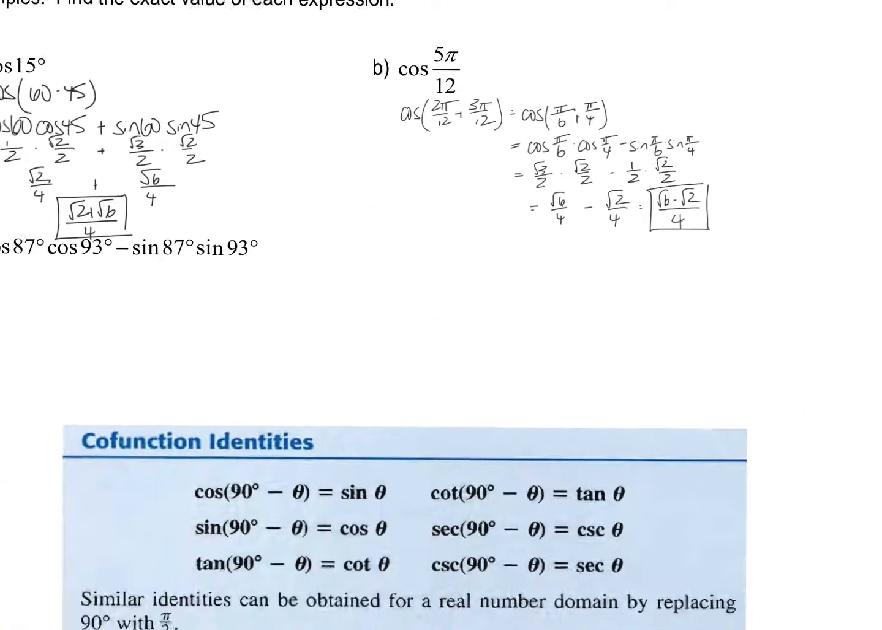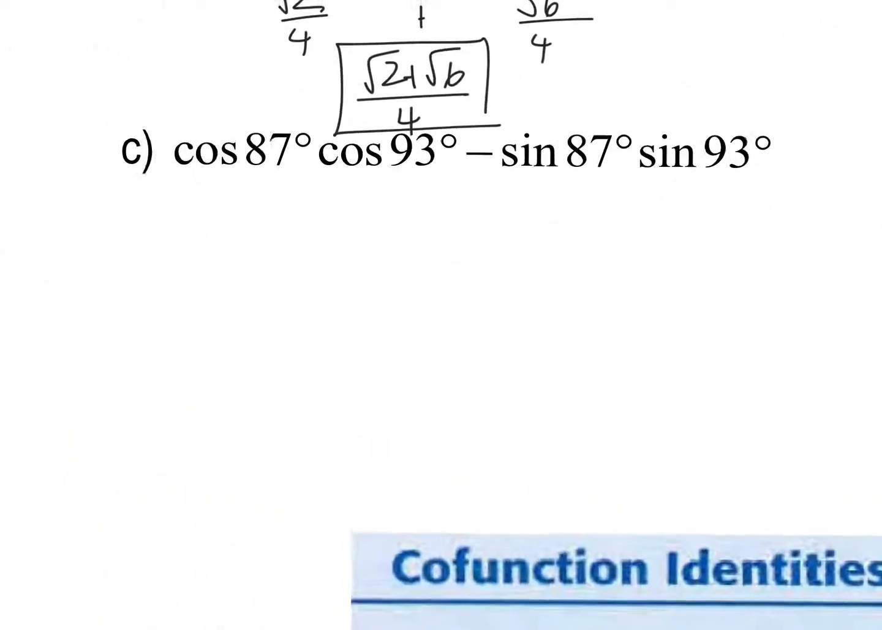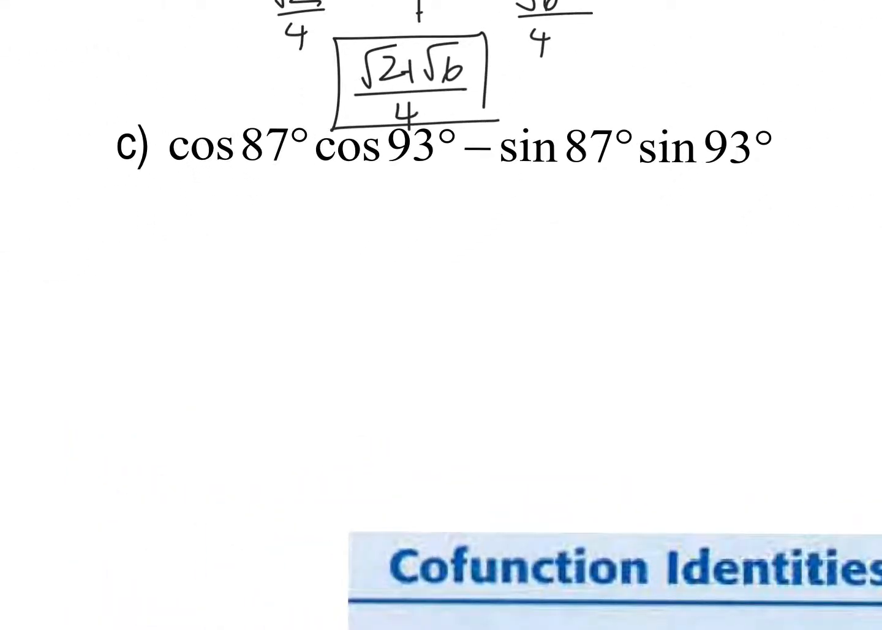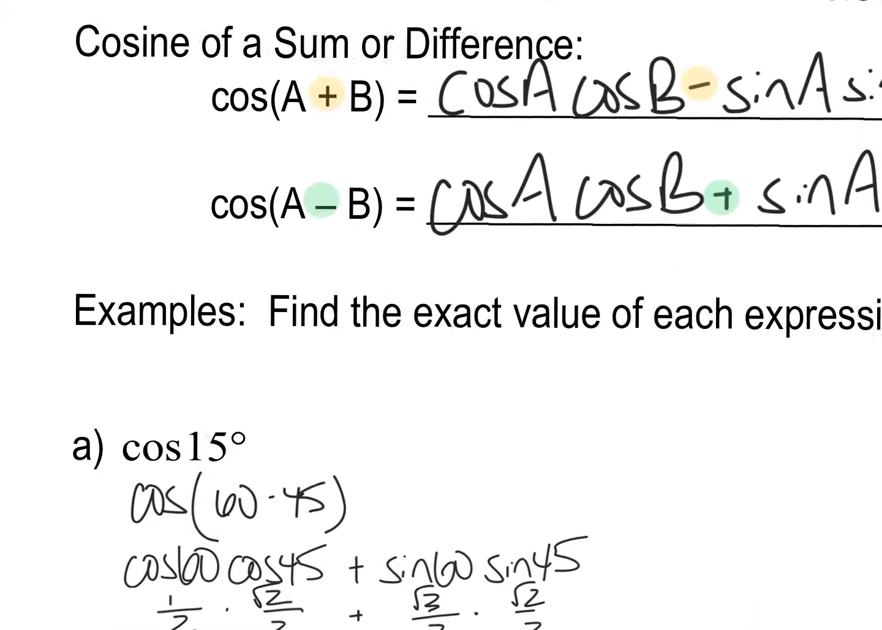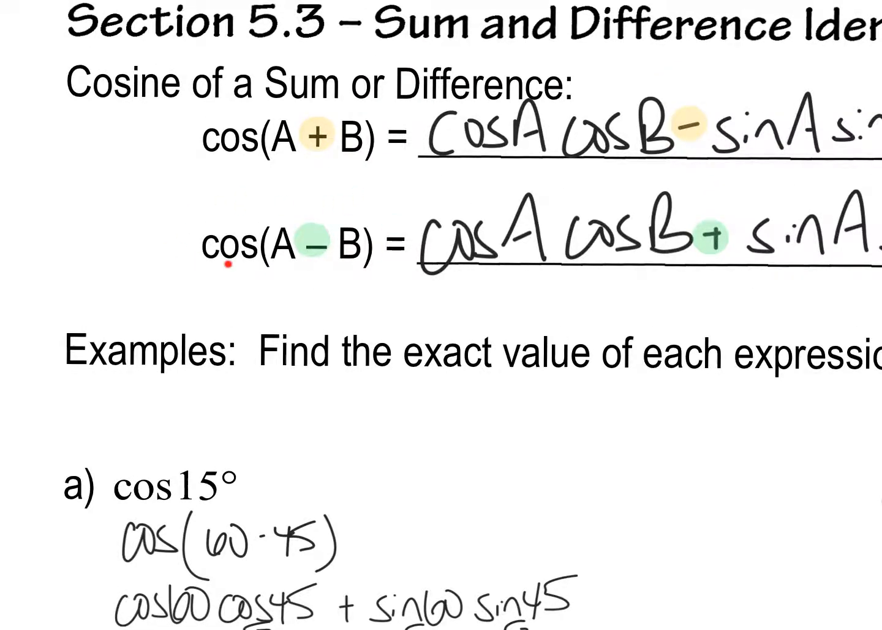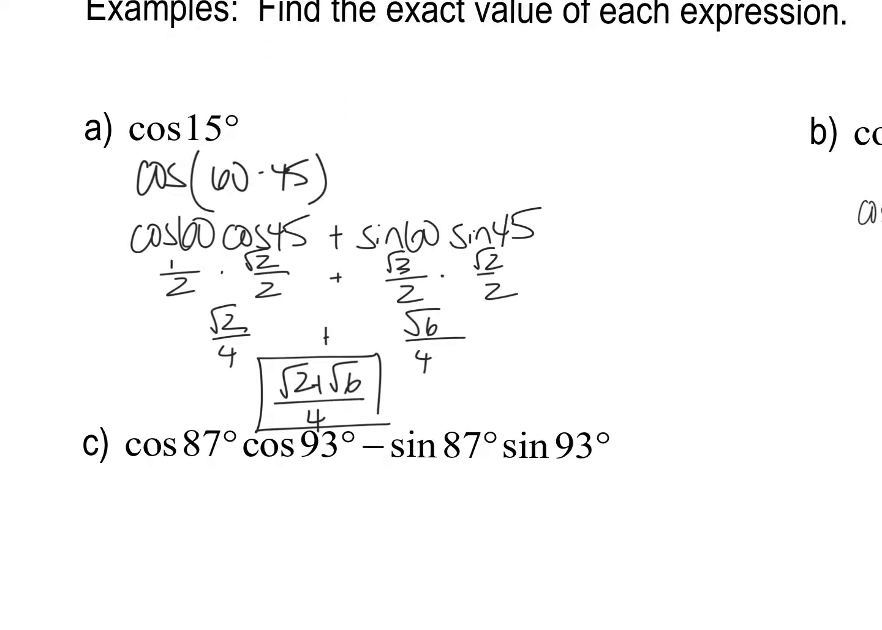Okay, let's try one more. So what you have to do here is recognize that this is a formula being used. So how can I rewrite it using one of these? Is it cosine of a minus b or is it cosine of a plus b? So that's what you have to figure out using the formula.